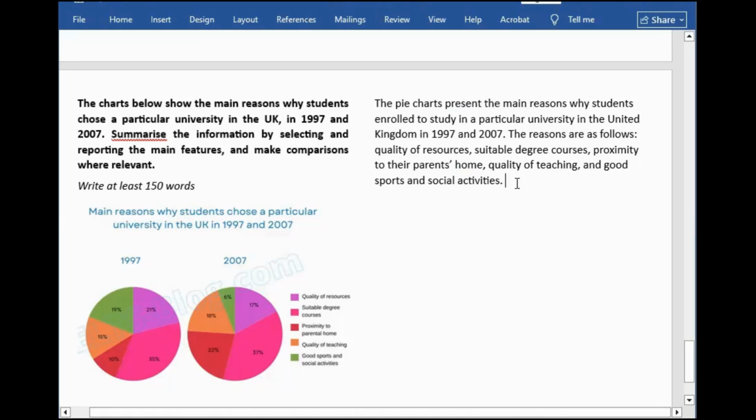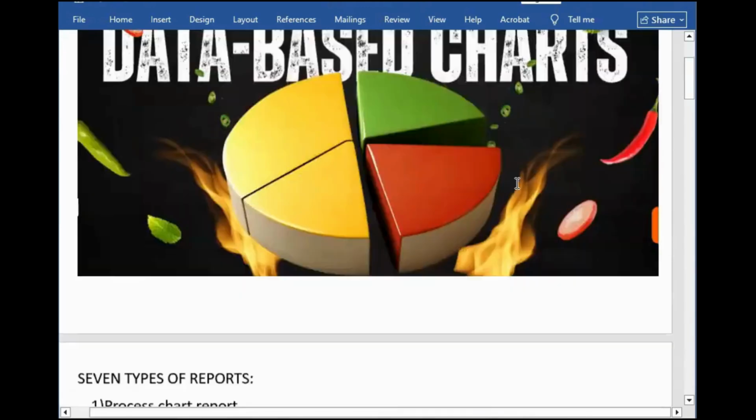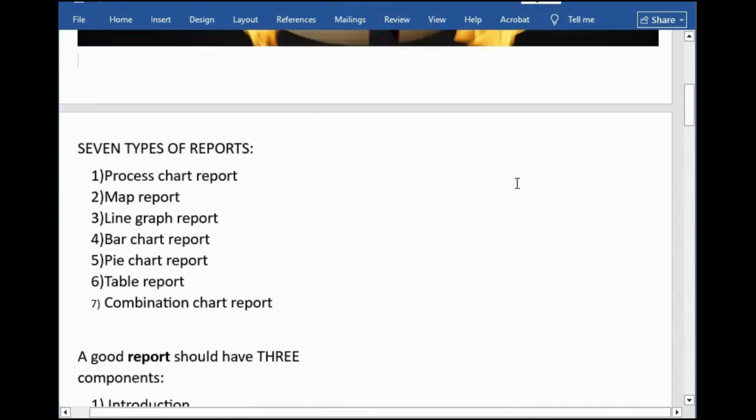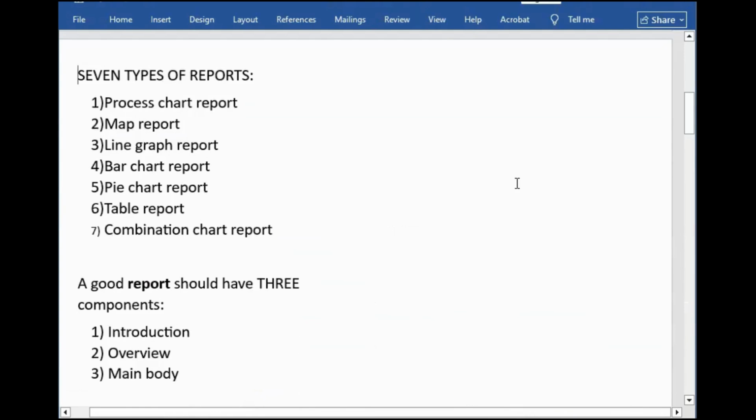Now, after the introduction, what is the next thing to do? The next thing to do is to write the overview. What do you do in your overview? For writing your overview, you present the overall trend, or you highlight the biggest and smallest categories, or you do both.